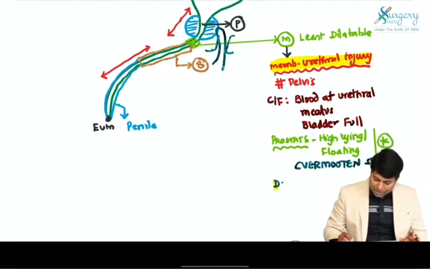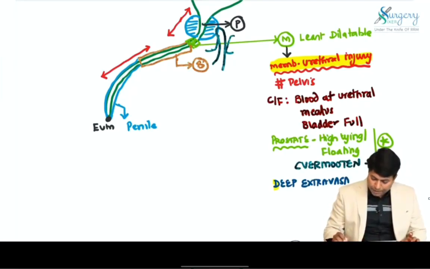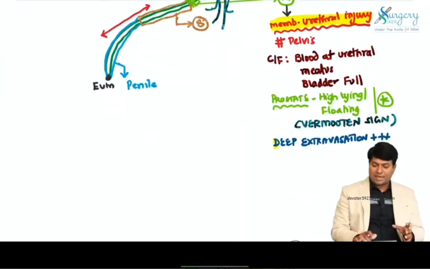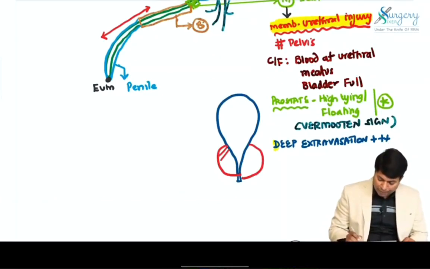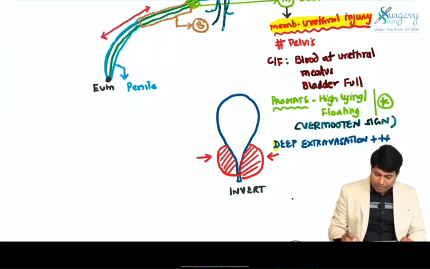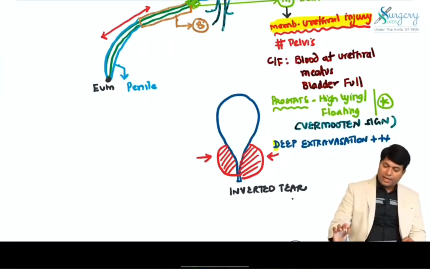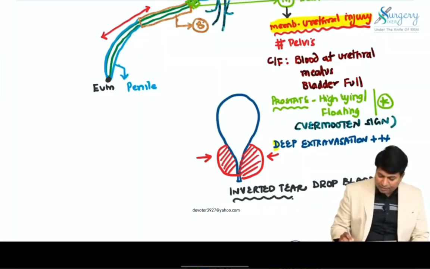In bladder rupture, it is superficial extravasation. Here it is deep extravasation of urine. The bladder will take on this shape due to the hematoma. Membranous urethral injury causes this hematoma, compressing the bladder on both sides, resulting in this bladder appearance. What is the shape of this bladder known as? It looks like an inverted teardrop. Please don't forget, it is known as the inverted teardrop bladder.